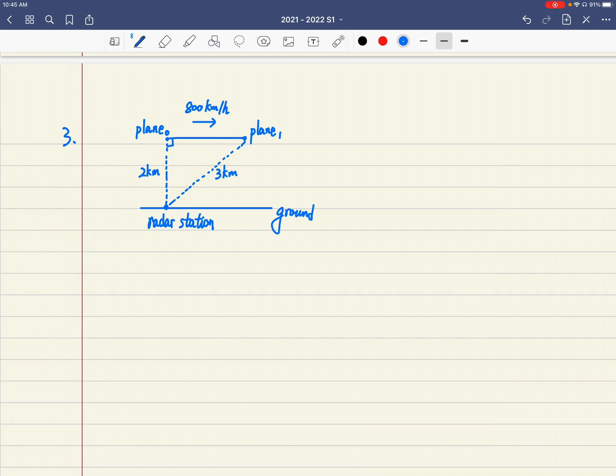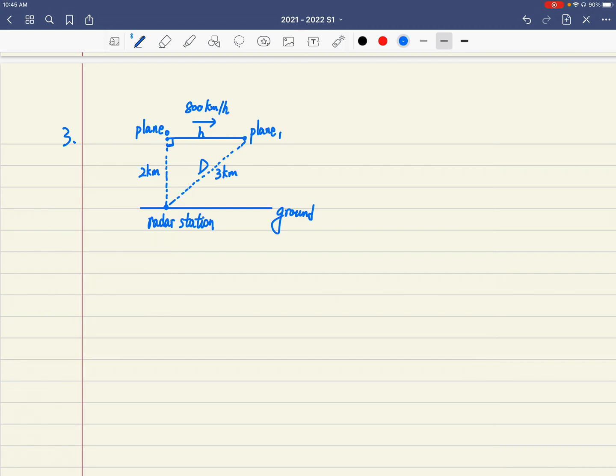So we have a right angle triangle here. And find the rate of change of the distance from the plane to the station. So what's the distance from the plane to the station? It is the length of the hypotenuse. So let's call this distance d, and let's call the horizontal displacement of the plane h.